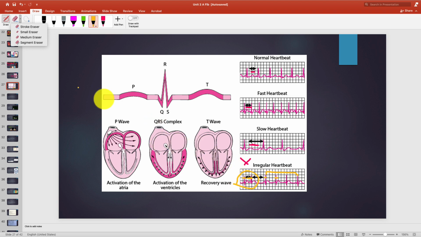All right, let me get rid of this. Why is that not working nicely? It's not playing nicely. There we go. So I just circled that so you can see the irregular R wave. So that you can look at on your own time.